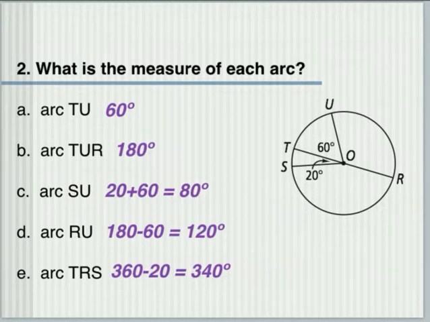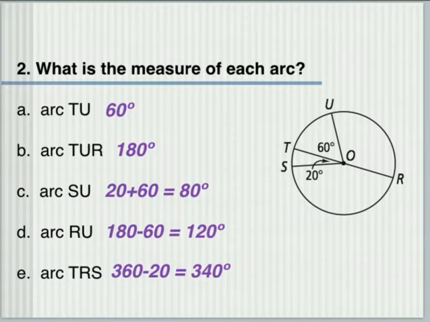Arc TUR is a semicircle, so that would be exactly 180 degrees. Arc SU is a combination of a 20 and a 60 degree arc, so that would be 80 degrees. Arc RU is the part of the semicircle that's not the 60 degrees, so I would just do 180 for the semicircle minus the 60 degrees here and get 120.